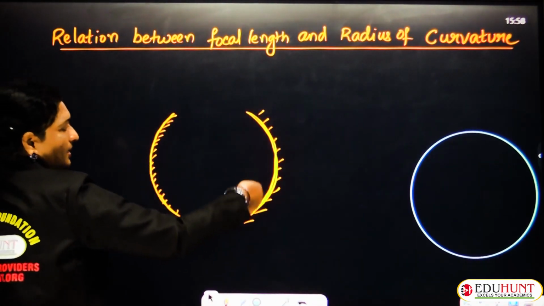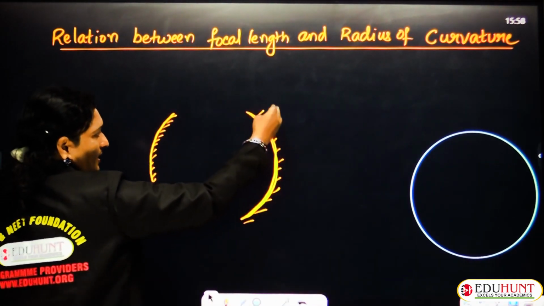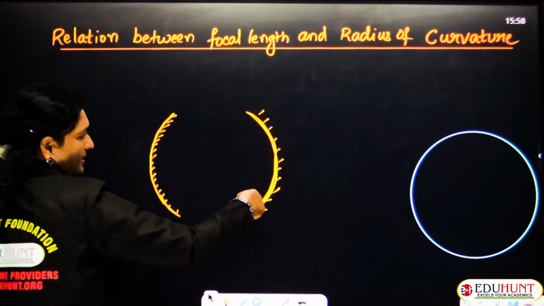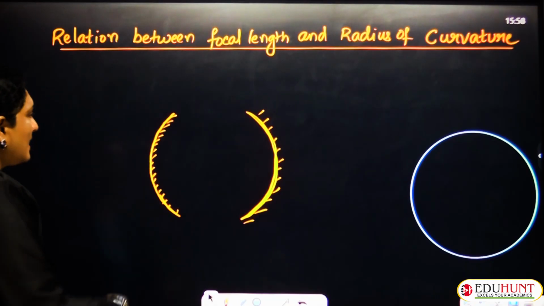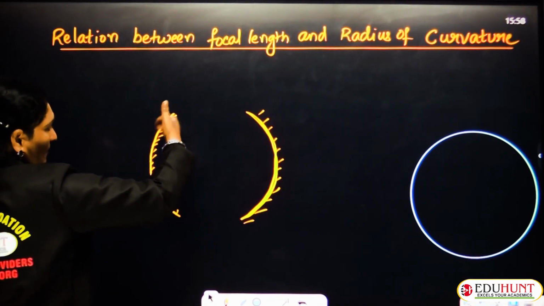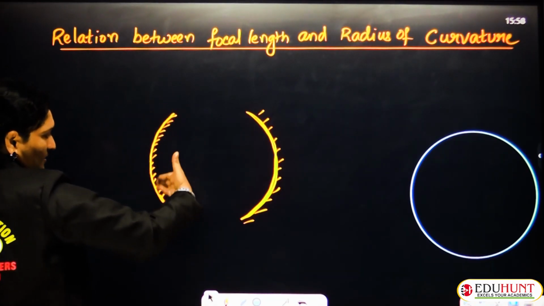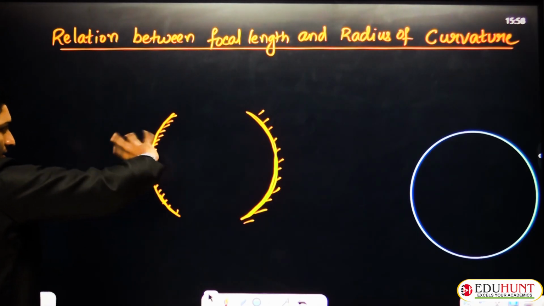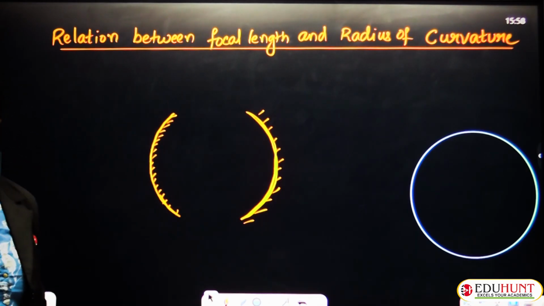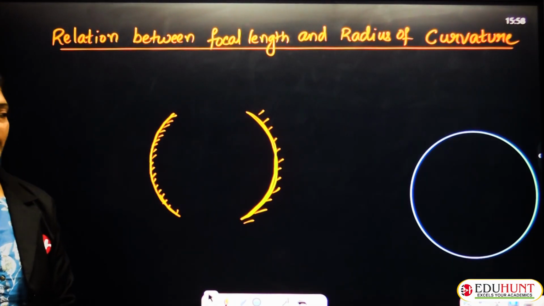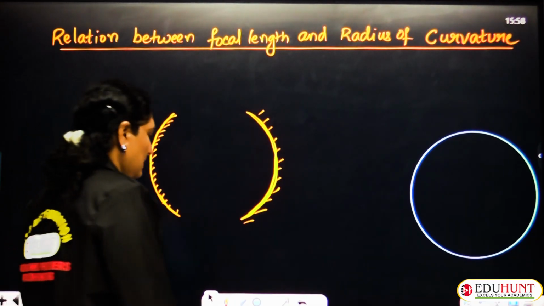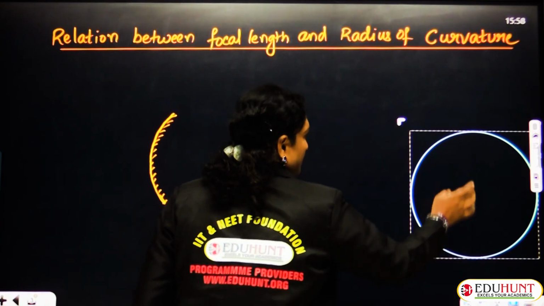a portion of the hollow sphere is being cut. If it is coated outside, the inner side will be the reflecting surface, that will be your concave mirror. And if a portion of the same sphere is cut and coated inside, then the outer surface will be the reflecting surface, and this mirror will be our convex mirror. So, let us consider both the cases and discuss in detail.